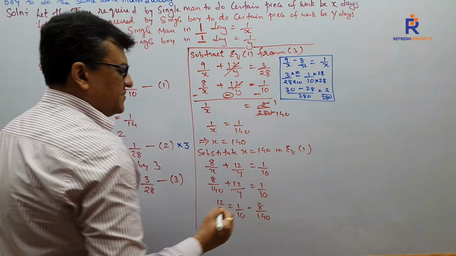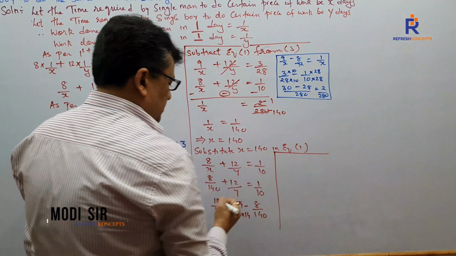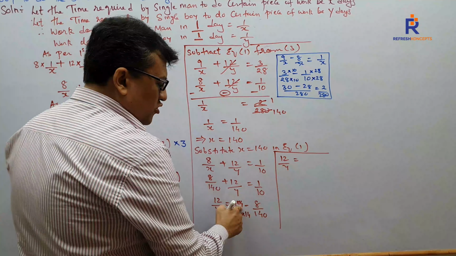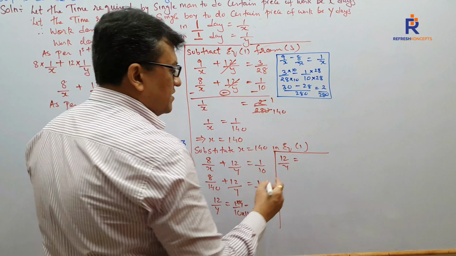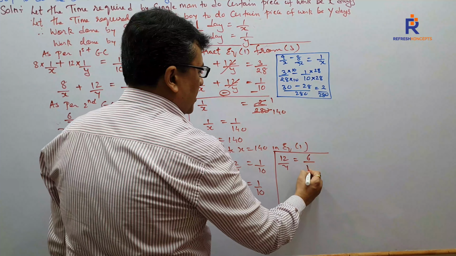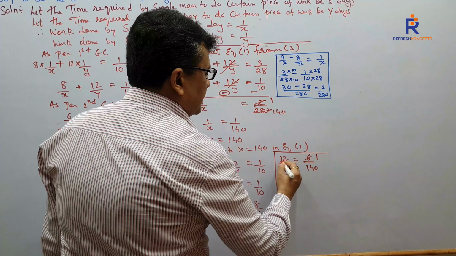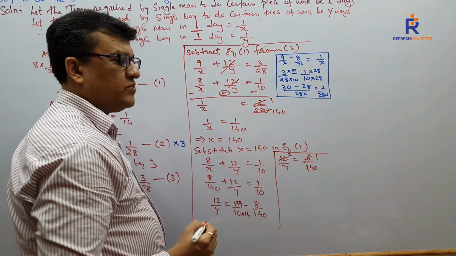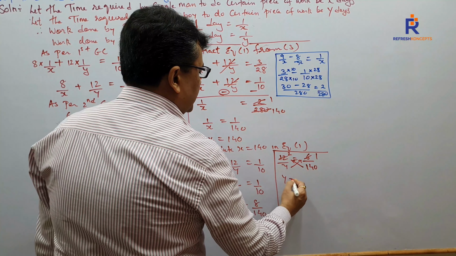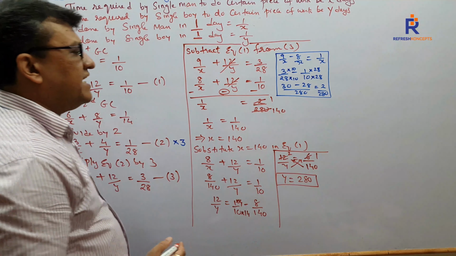So we work out here now, children. What is that going to be? 12 by y is 14 minus 8, so 6 by 140. Now I can go for cross multiplication. y turns out to be 280. My value of y turns out to be 280.